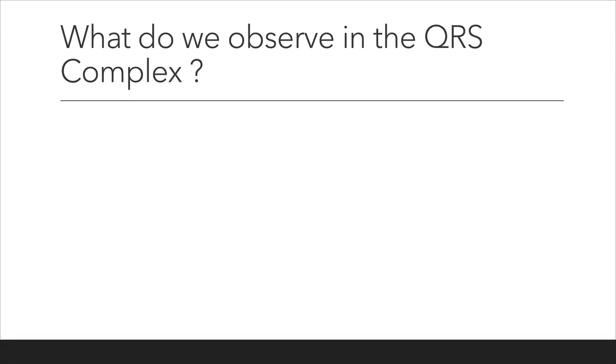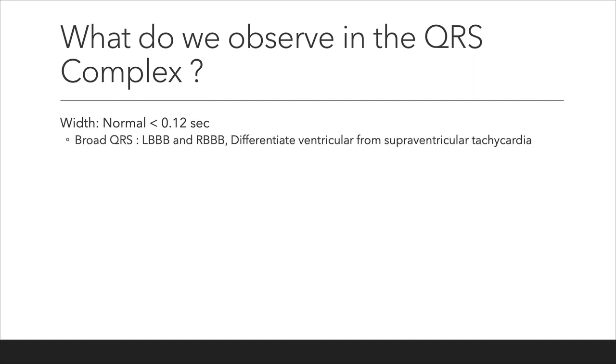What do we observe in the QRS complex? So normally the width is less than 0.12 seconds. The broad QRS complex could be suggestive of a left bundle branch block or a right bundle branch block, and we'll be seeing that in later tutorials. And if you have a patient with tachycardia, the QRS complex is extremely important to differentiate ventricular from supraventricular tachycardia.